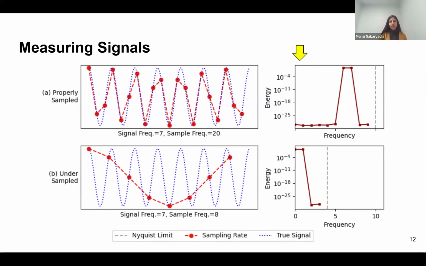To make this concrete, because I'm sampling at a frequency of 8, the Nyquist limit is half of that, so 4. We can only measure up to 4 frequencies in our system. And what has happened is that the original spike in energy we were seeing at frequency 7 has wrapped itself around that Nyquist limit, and now we're seeing a spike in energy at 1. This is incorrect. We have incorrectly measured our system.